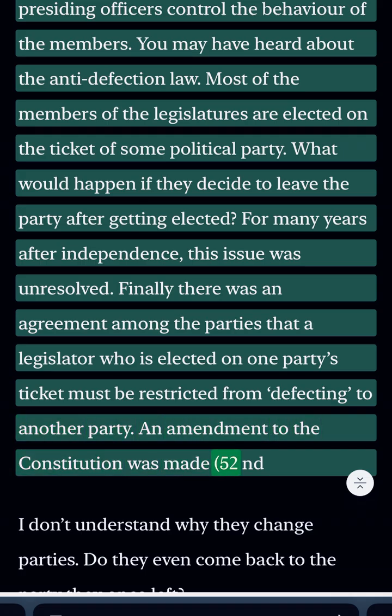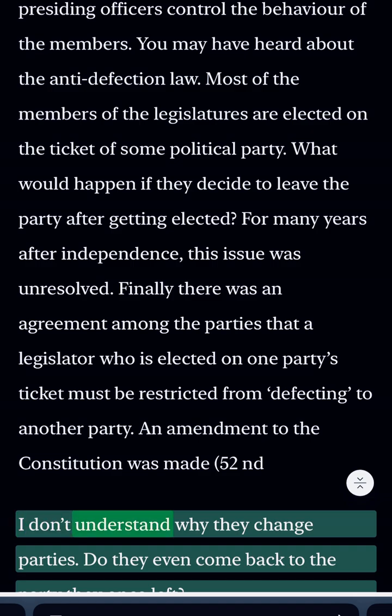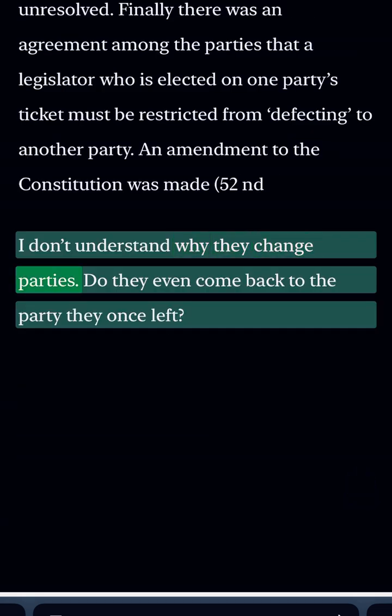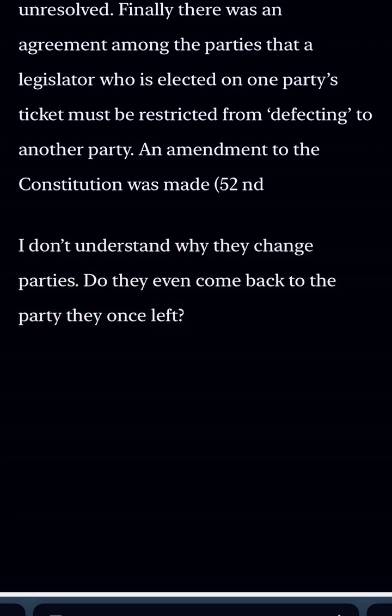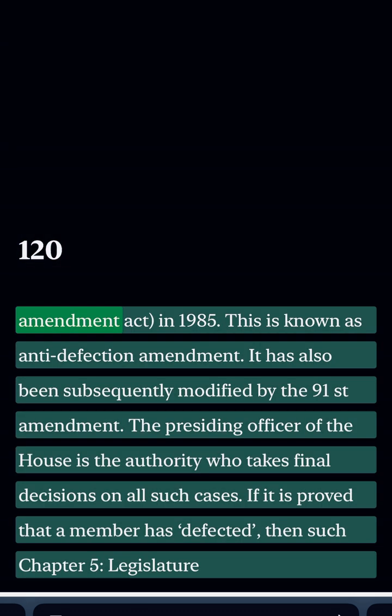I don't understand why they change parties. Do they even come back to the party they once left?